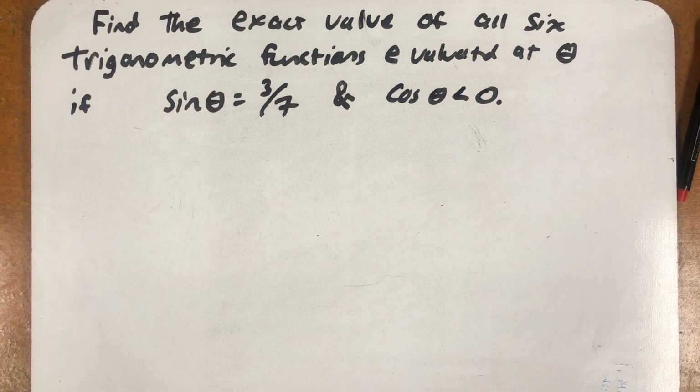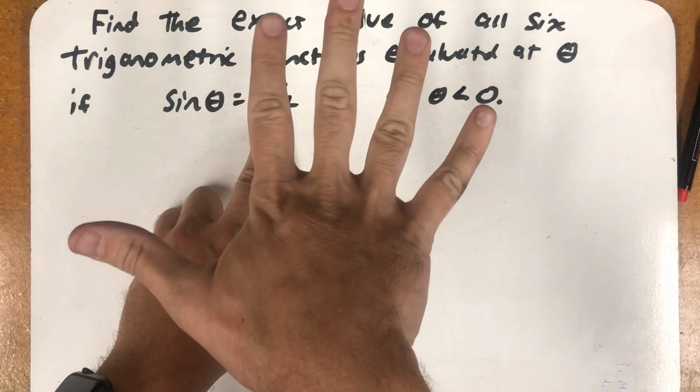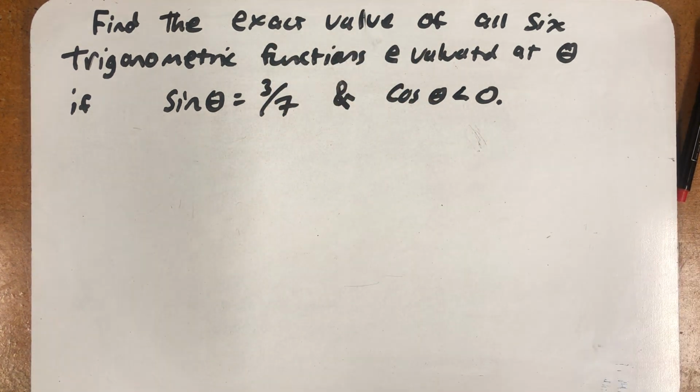In this video, we're going to find the exact value of all 6 trigonometric functions evaluated at angle theta if the sine of theta is 3/7, so I guess we only really have to find 5 of them, and cosine theta is known to be less than 0.